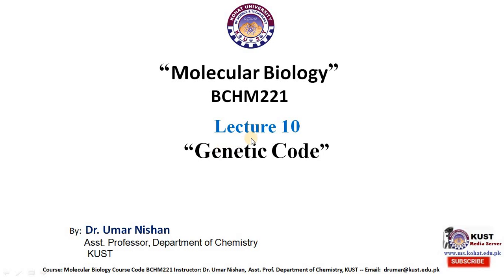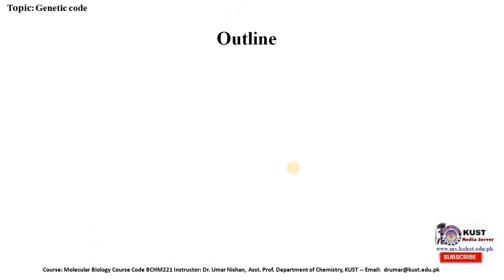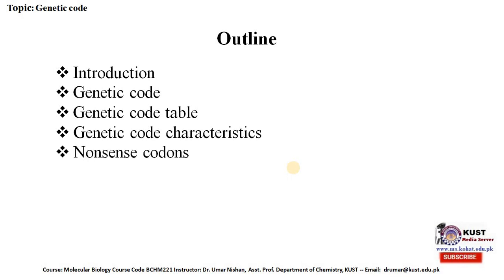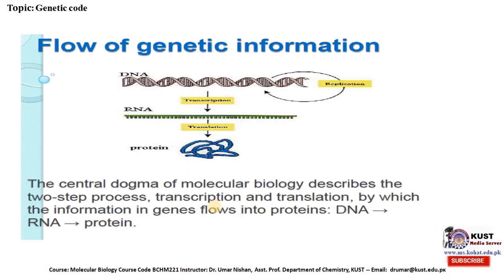This is lecture number 10 of the series of our online lectures. Today the topic for the lecture is genetic code. The outline for today's lecture is: we'll talk about the introduction, then the genetic code, the genetic code table, then the characteristics of the genetic code. We will talk about nonsense codons, and the wobble phenomenon will be discussed. So this is the outline for today's lecture. Now we move to our lecture.